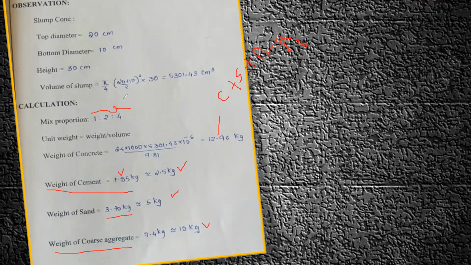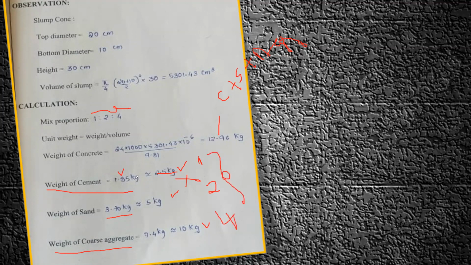Then how do you decide this? See, the ratio is 1 is to 2 is to 4, right? Say 2.5 for cement, and so double of this will be how much? 5. So double 2.5 into 2 is 5 kg. The ratio is still 2 only. And 2.5 into 4 is 10 kg. This ratio is 4, right? So we try to balance this ratio, that's it.